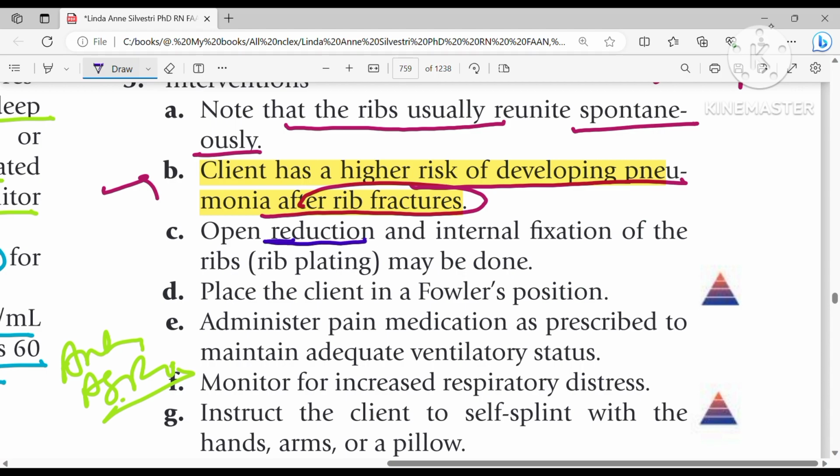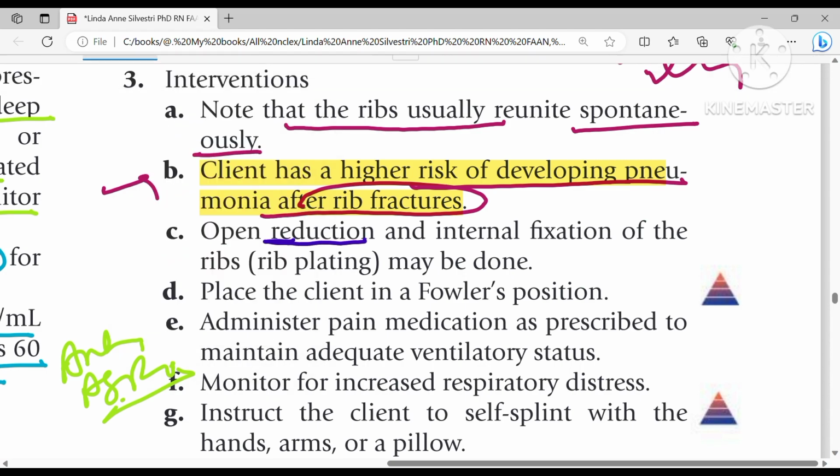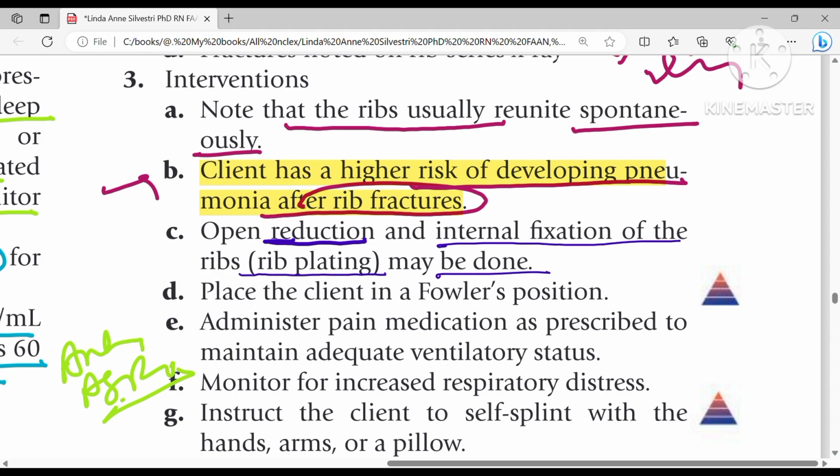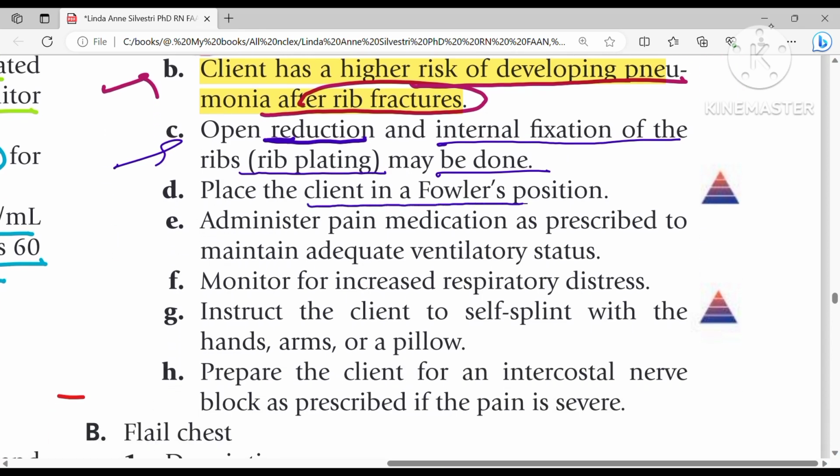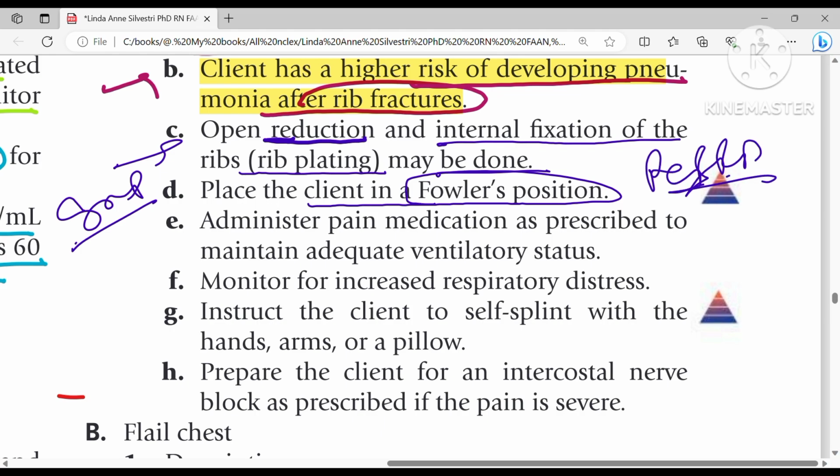Open reduction and internal fixation of the rib, plating, may be done. So what can we do? Open reduction and internal fixation we can do with the rib. Place the client in Fowler's position. So this is very important. Whenever any respiratory problems come, we should provide the Fowler's position to the patient: semi-Fowler's, Fowler's or high Fowler's. Then administer pain medication as prescribed.